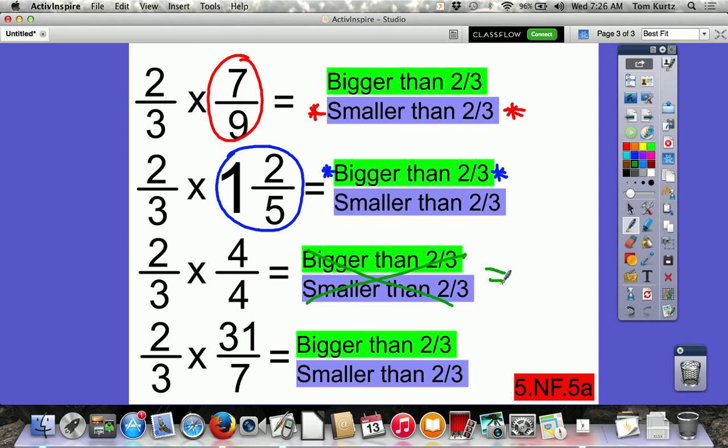And then the final one, 2/3 times 31/7. In this case, you have an improper fraction. All improper fractions are bigger than 1 whole. Why? Because 7/7 is 1 whole, and anything bigger than 7/7 is bigger than 1. So if you multiply 2/3 times anything bigger than 1, you're going to get an answer that's bigger than 2/3.